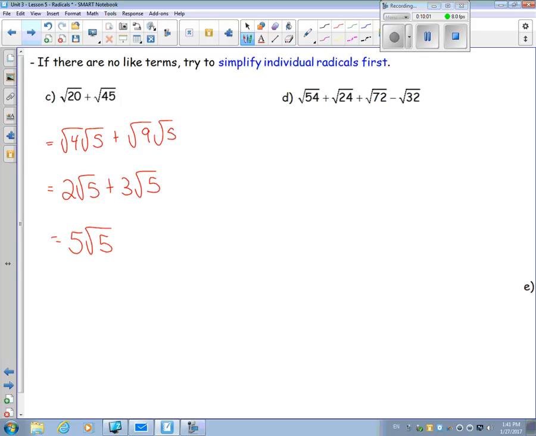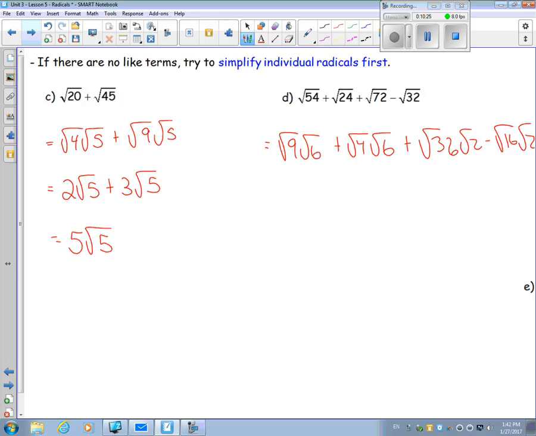If we try the next one, we've got to break down these roots. There's no like terms in there. We can't collect anything right off the bat. Let's see what we can do. Root 54, that's root 9, root 6. Root 24 is root 4, root 6. Root 72 is root 36 and root 2. And root 32 is root 16 and root 2.